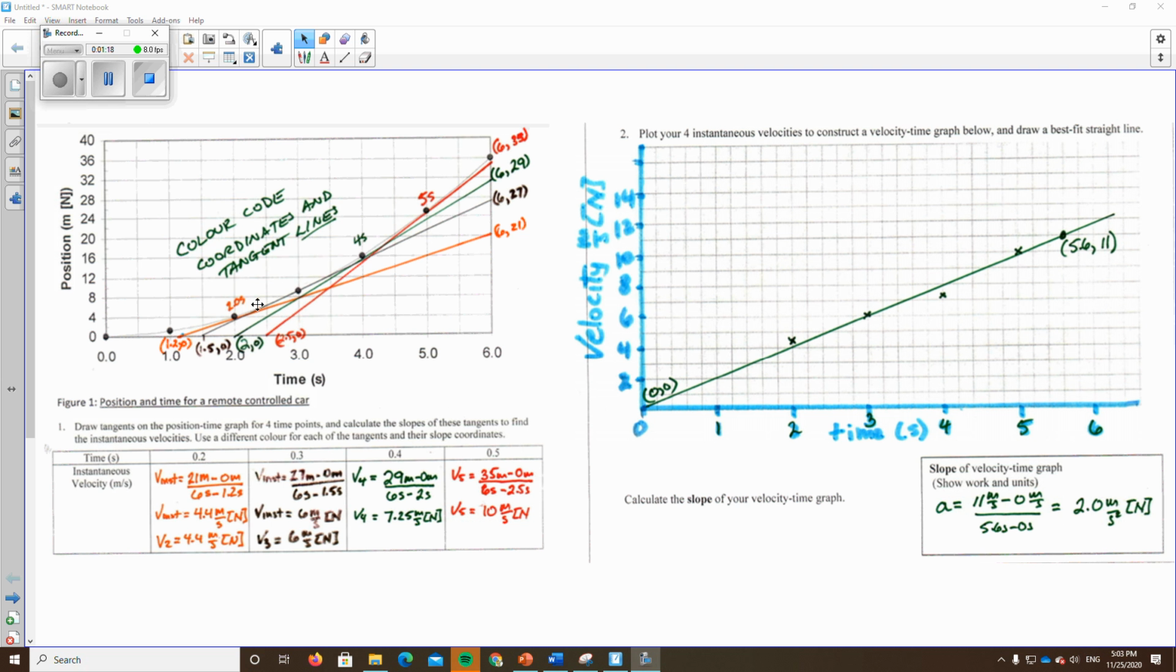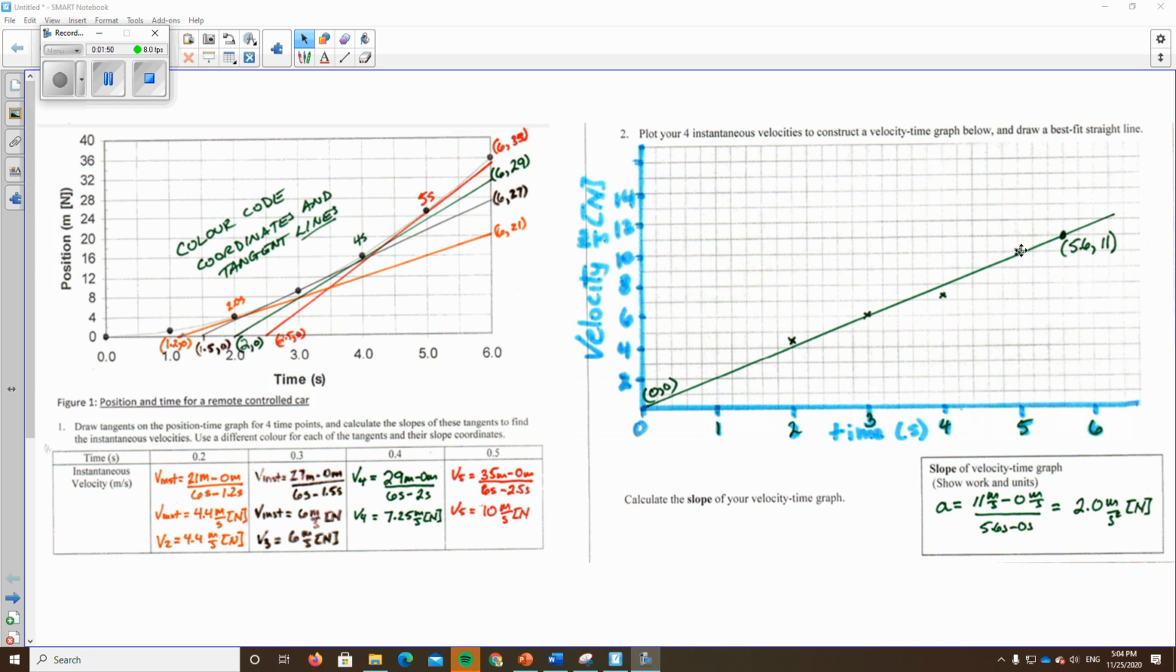So once we have the instantaneous velocities, we know how fast we're going at 2, 3, 4, and 5 seconds. So what we do is we graph the velocities on a velocity graph. So here's my data. I got my 4 points over here. So again, at 2 seconds, I graph this velocity, 4.4 meters per second. At 3 seconds, we'll be graphing the 6 meter per second data. 4 seconds would be the 7.25 meter per second data. And at 5 seconds, we're going to be graphing the 10 meter per second data.